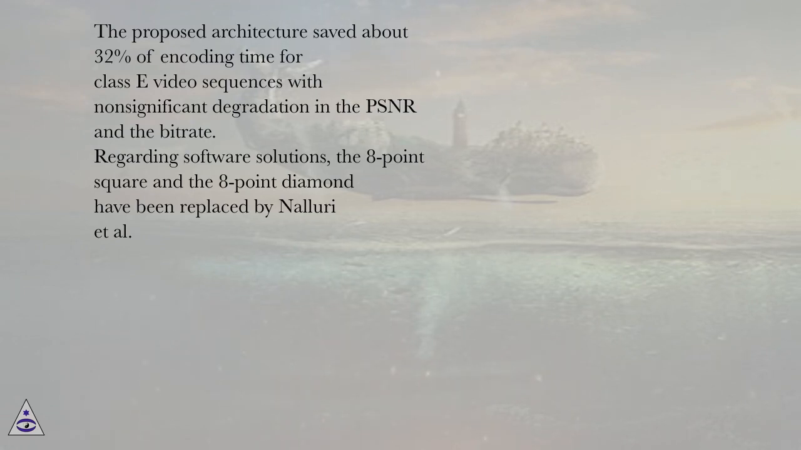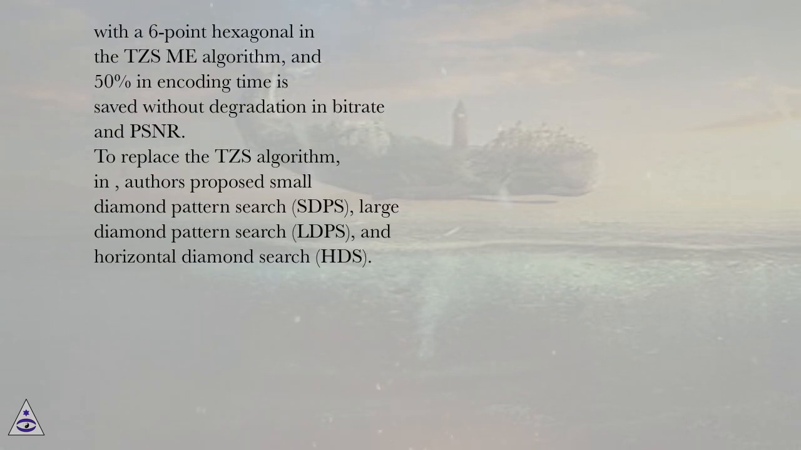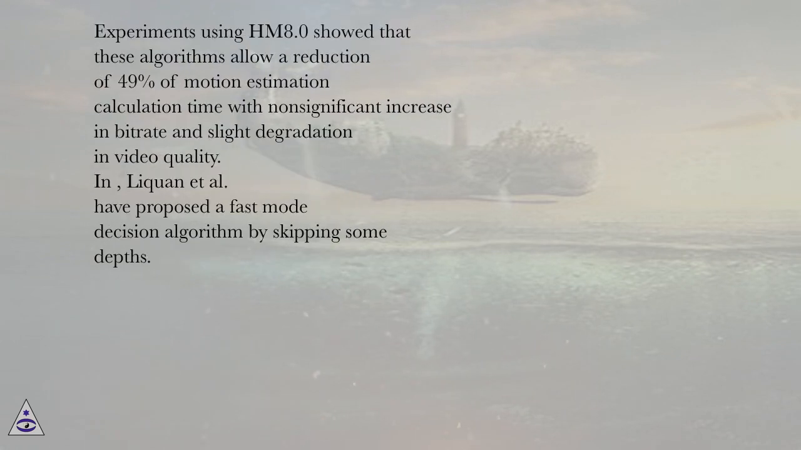and the bitrate. Regarding software solutions, the 8-point square and the 8-point diamond have been replaced by Naluri et al. with a 6-point hexagonal in the TZS-ME algorithm, and 50% in encoding time is saved without degradation in bitrate and PSNR. To replace the TZS algorithm, authors propose small diamond pattern search, SDPS, large diamond pattern search, LDPS, and horizontal diamond search, HDS. Experiments using HM 8.0 showed that these algorithms allow a reduction of 49% of motion estimation calculation time with non-significant increase in bitrate and slight degradation in video quality.